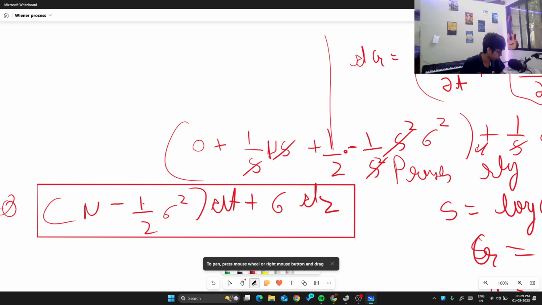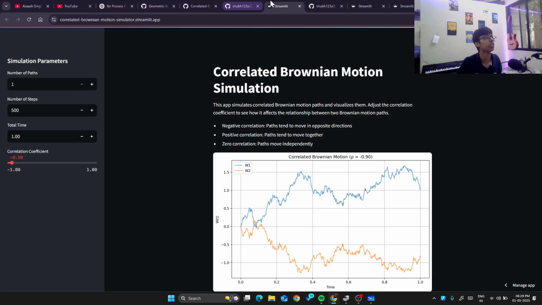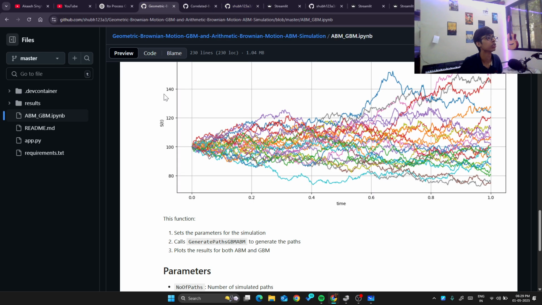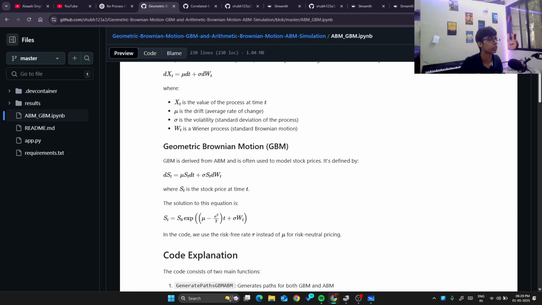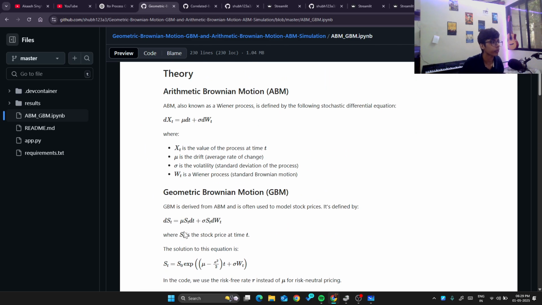You can see this in geometric Brownian motion. See how this differential equation came to this. Forget the exponent part: mu minus half sigma squared t. So we found the solution, the dynamics of this, and in this way Ito's lemma is very helpful.